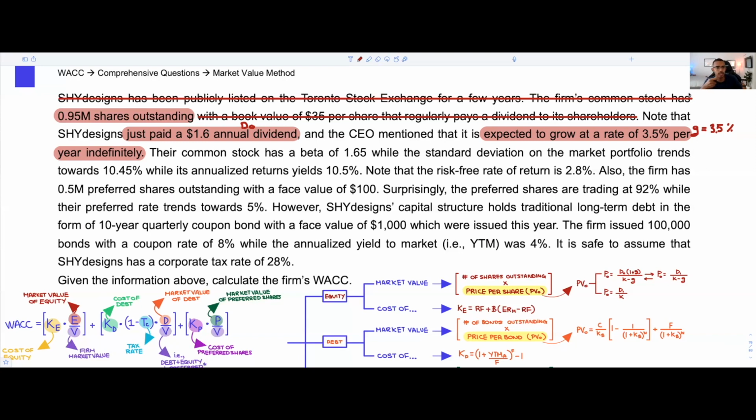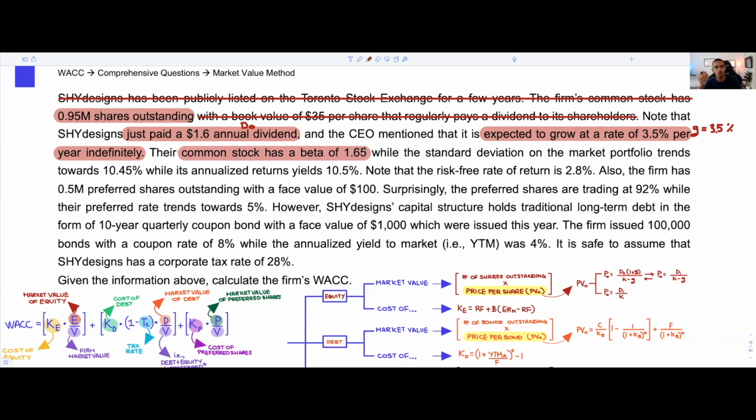Now, if we move on to the next sentence, they're telling you that the common stock has a beta of 1.65, while the standard deviation on the market portfolio trends towards 10.45%, while its annualized returns yield 10.5%. So let's walk through the noise here and highlight what's relevant. They just told you that the beta of the common stock is equal to 1.65. And that's extremely important.